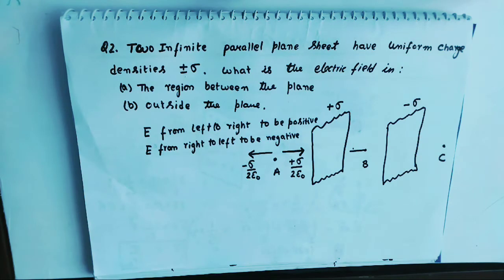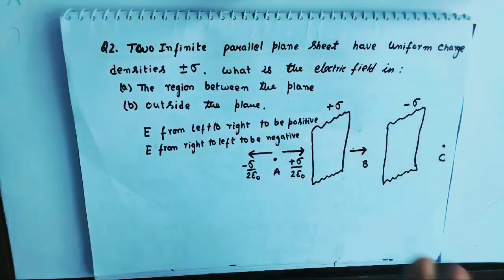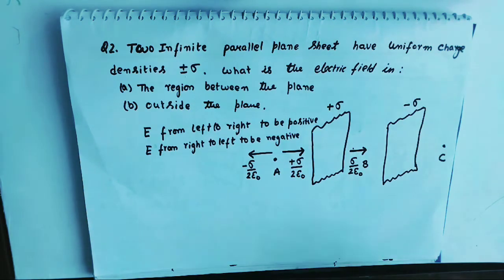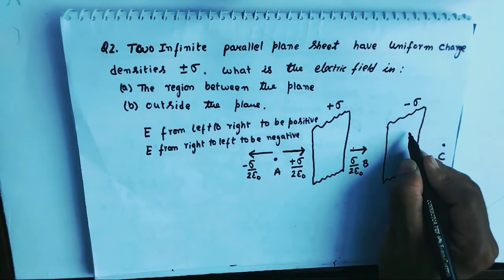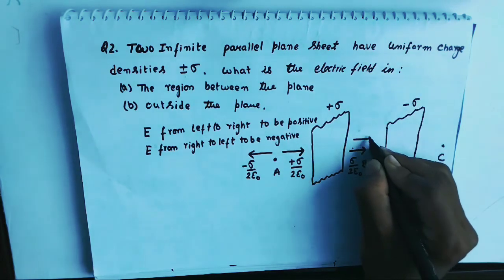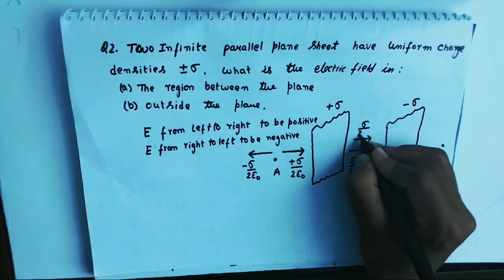Now let us see the electric field at B due to this plus sigma. It will be in this direction, from left to right. For plus, it must be away, like this, at this point. So let me mark sigma divided by 2 epsilon naught. Now, what is the electric field at B due to this minus sigma? Due to this minus sigma, we know that the electric field is towards the negative. So the electric field due to this minus sigma at this point B is also in this direction. Since it is from left to right, this one also is sigma divided by 2 epsilon naught.